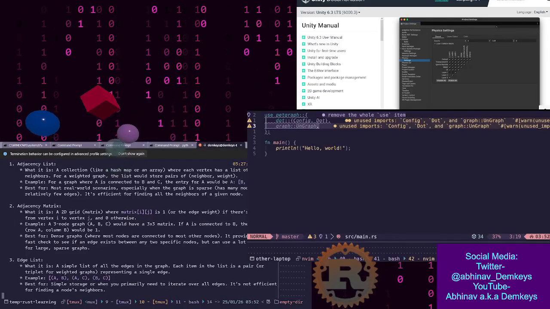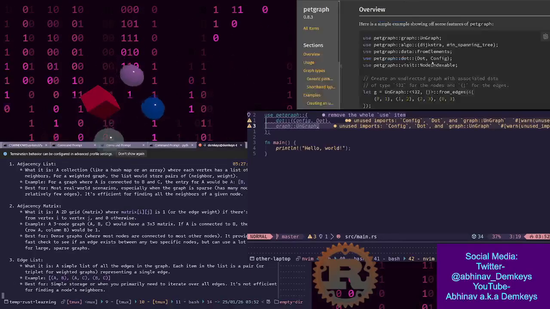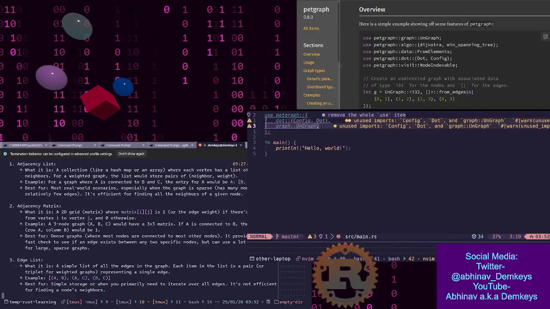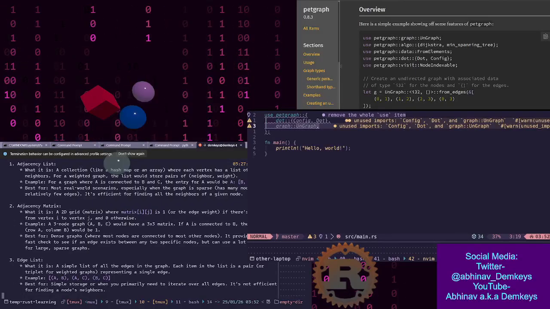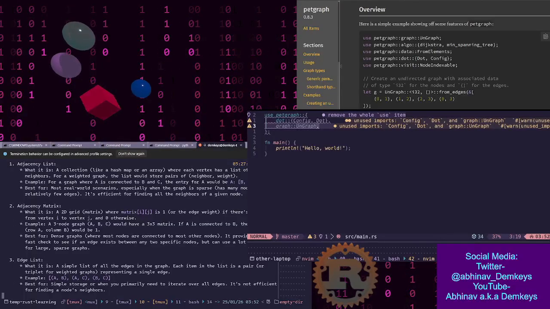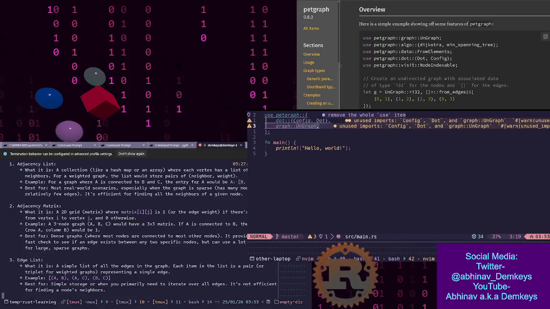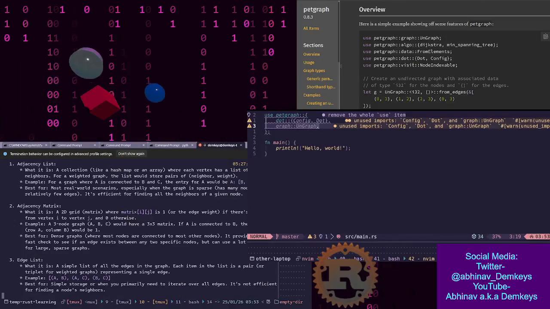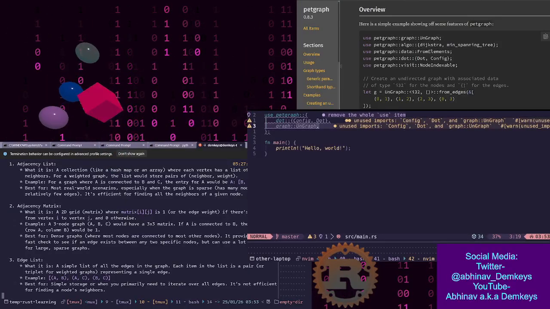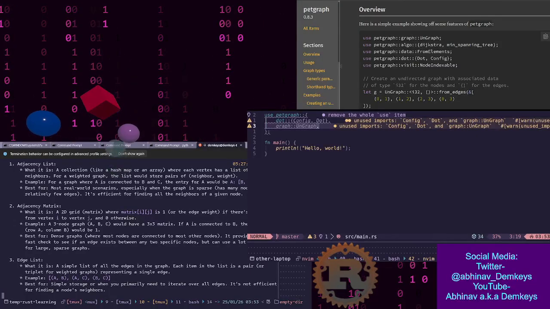So this way you can define custom collision behavior. Now back to this. Adjacency matrix. This is best for dense graphs where most nodes are connected to most other nodes. It provides a very fast check to see if an edge exists between any two specific nodes, but can use a lot of memory for larger sparse graphs.